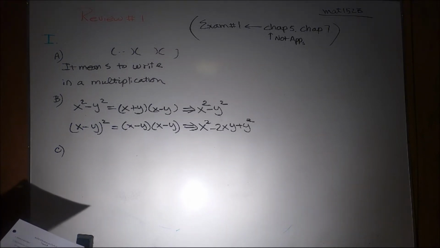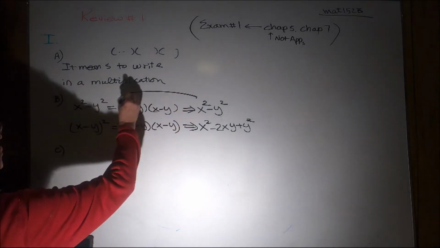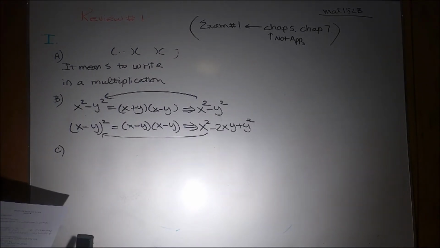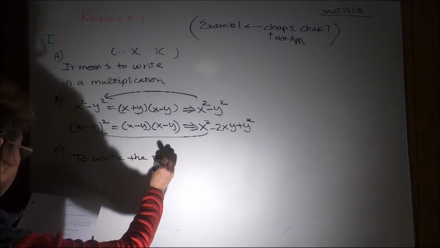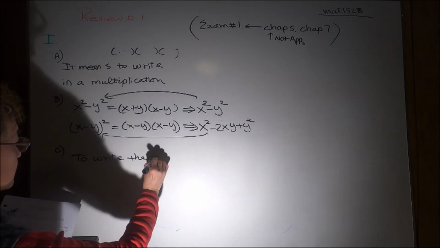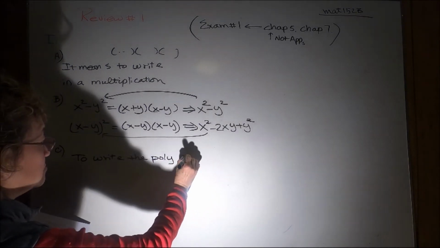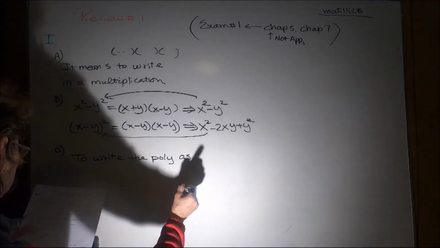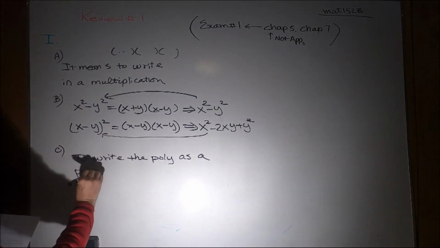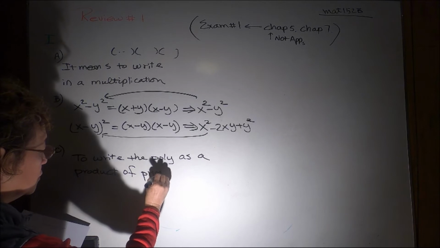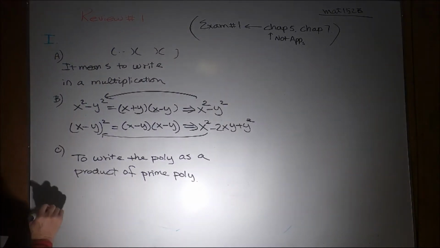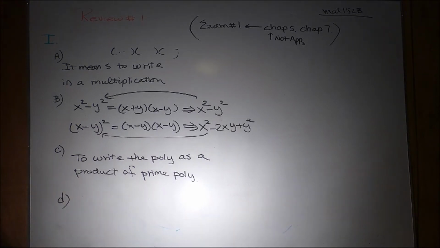Problem C. What does it mean to factor a polynomial completely? Completely means you need to break down to the smallest terms. That means you write the polynomial to the smallest units, as a product of very tiny units, the smallest units. We call them prime polynomials. That's what we have been learning, to break down, to write the smallest unit, and that is to factor it.